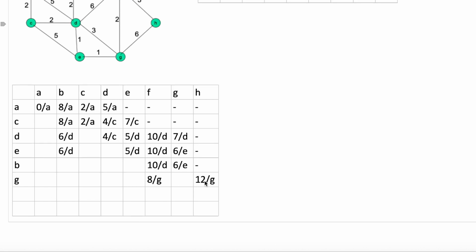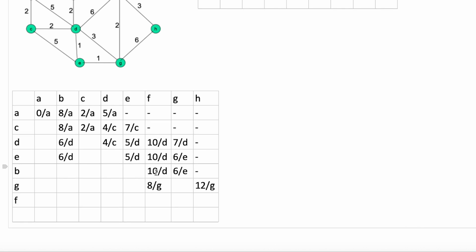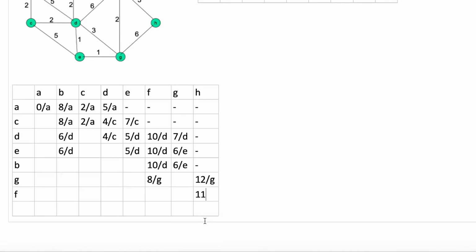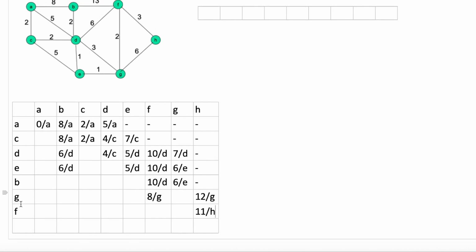And now these two is F. So we select F here, and let us see if we could relax H or not. It remains the same for the F column, so it's 8/G, and F has a weight of 8. So F has a weight of 8 and 8 plus 3 is 11 to go to H. Previous value is 12. So we relax it to 11 and we are going via F. So now we have covered all the vertices here. So we are done with Dijkstra.